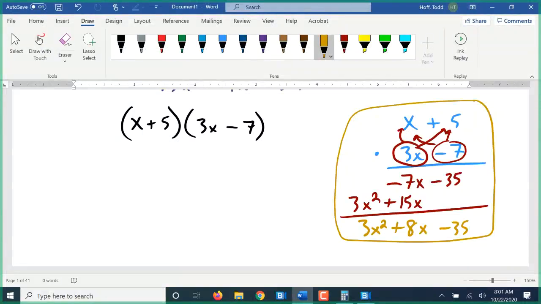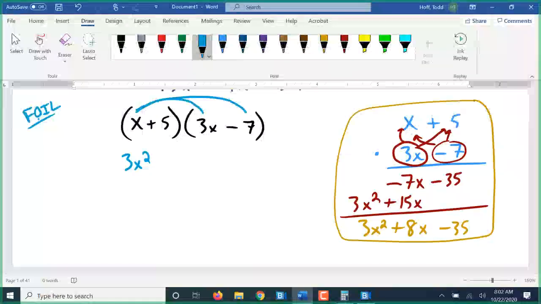Now again, if you took algebra, you were taught a shortcut. And that shortcut used the acronym FOIL. F stood for first. You multiplied the first digit of each number. X times 3x was 3x squared. O stood for outside or outer. You multiplied the outside digits. X times negative 7 was negative 7x. I stood for inside or inner. You multiplied the inside digits. 5 times 3x was 15x.